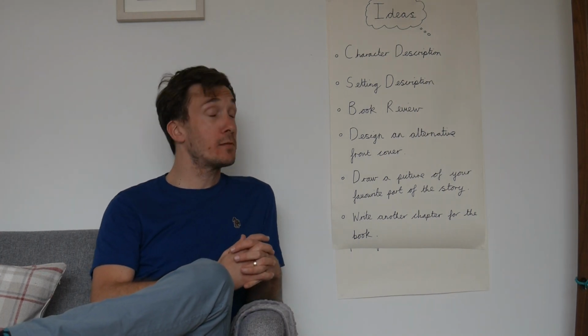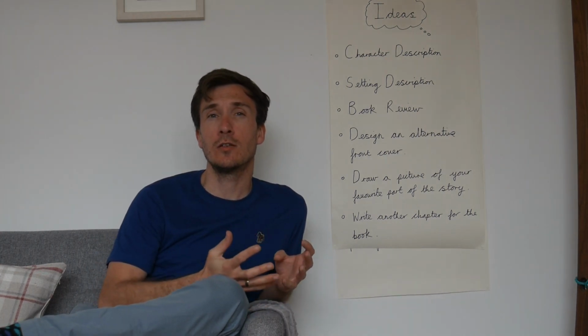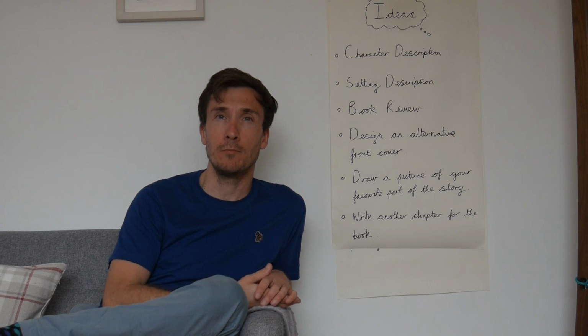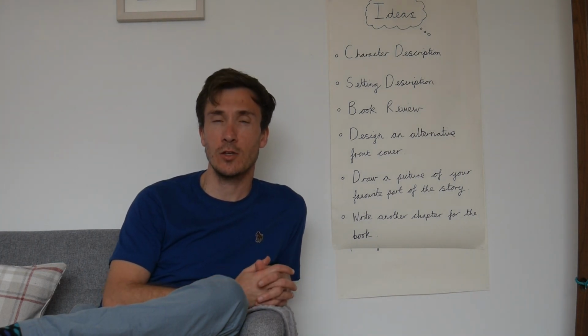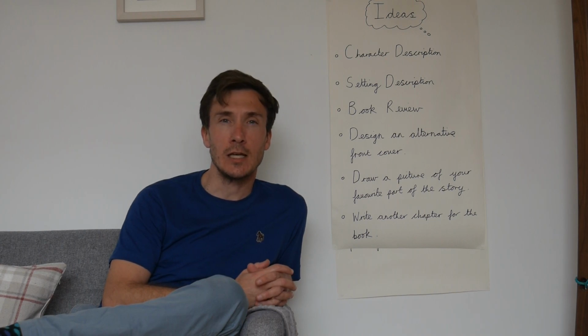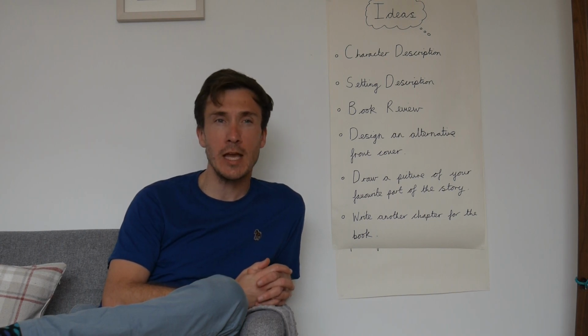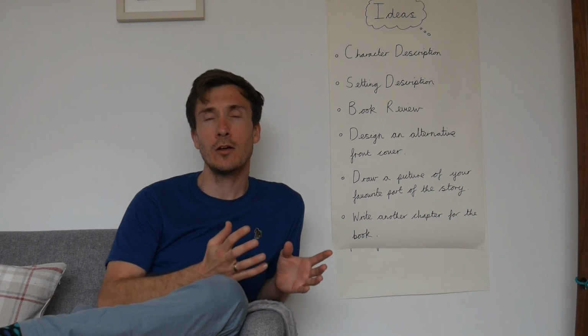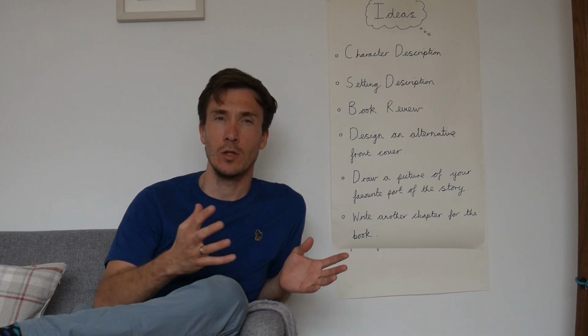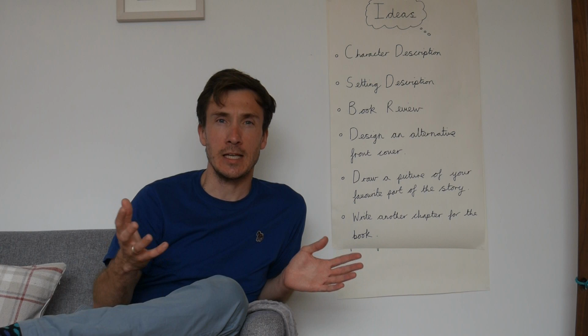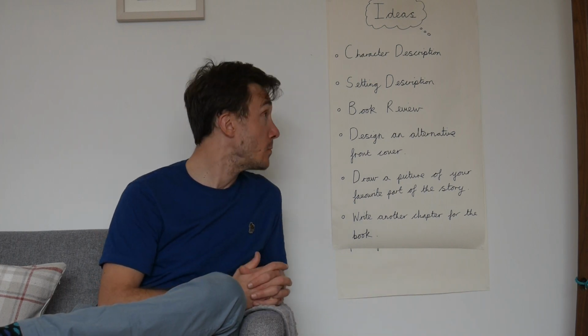You could also do a setting description, where we're still trying to use adjectives to describe, but this time we're not describing characters, we're describing where the characters are. So it could be the Twits' garden, or their house, the monkey cage perhaps, or a combination of those things. You could do the whole scenes and settings that you find in the book.